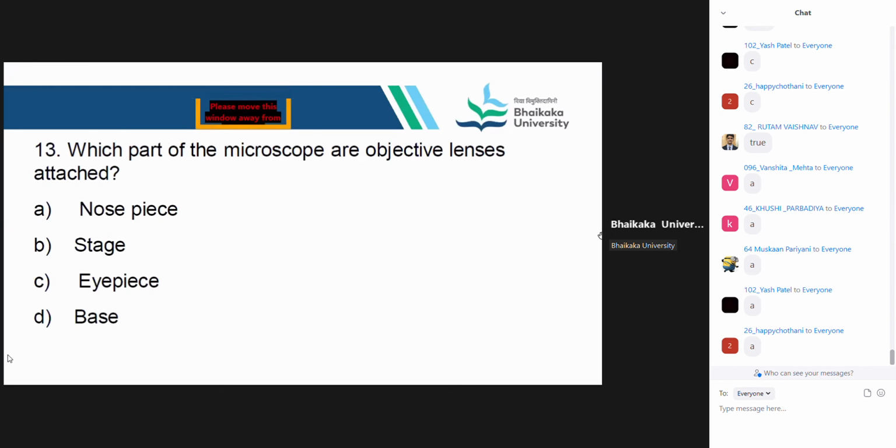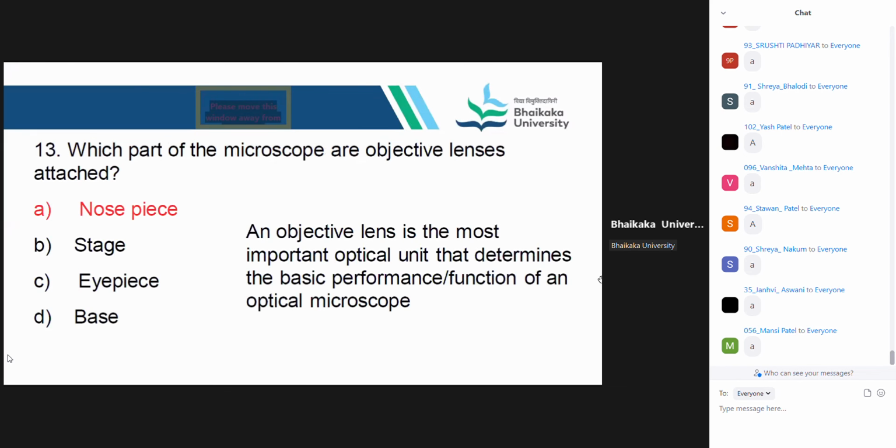Next question: to which part of the microscope are the objective lenses attached? Yes, it is the nose piece, as we have seen in the video. An objective lens is the most important optical unit that determines the basic performance or function of an optical microscope.